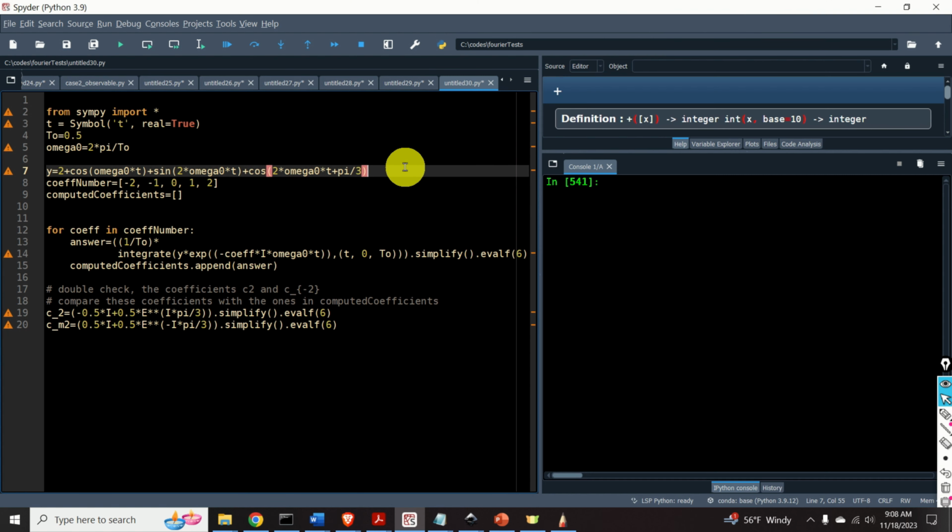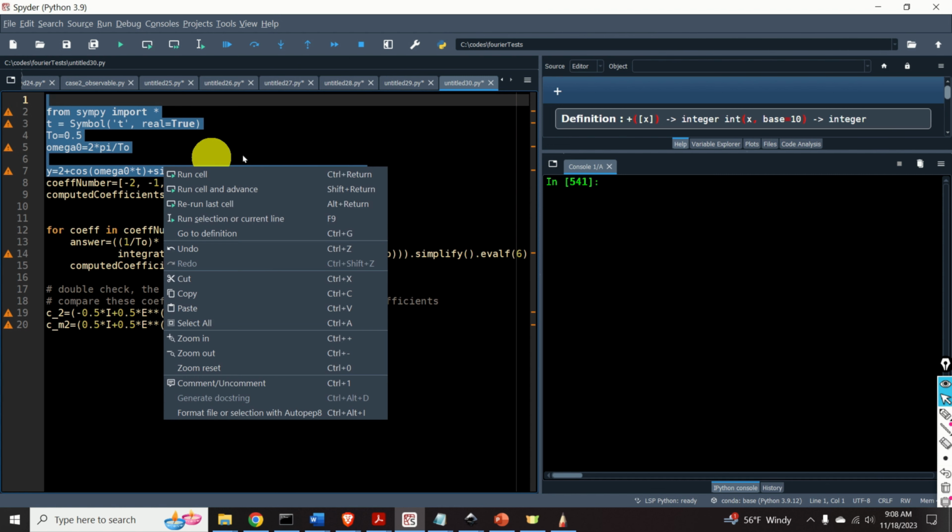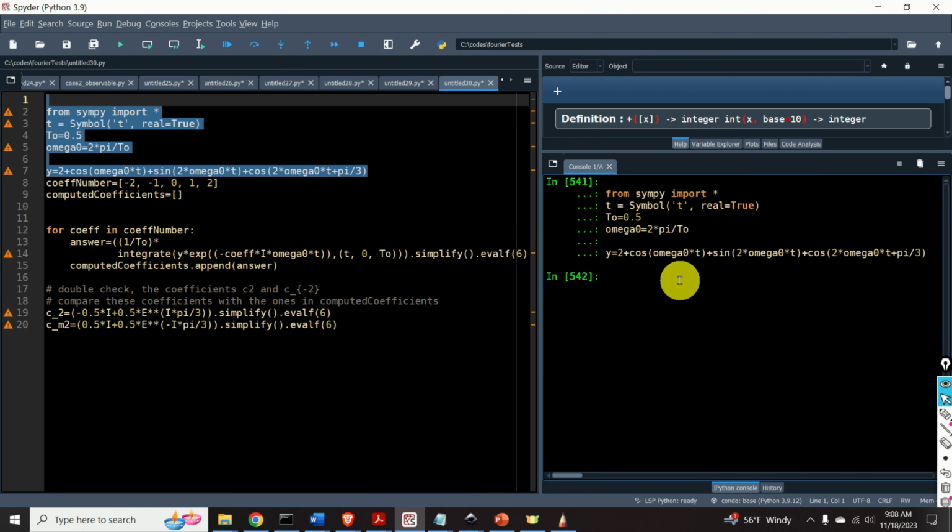So let's see how this works in Python. Okay, we can see a very nice form. And note over here that I substituted the value for omega 0 and consequently obtained this expression.